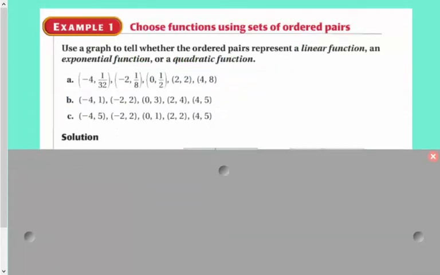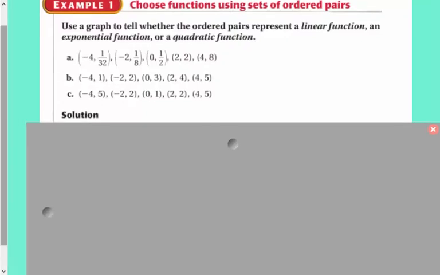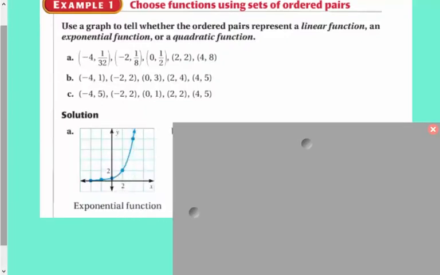Here it gives us three sets of data points, and it says tell whether it's linear, exponential, or quadratic. So what you can do is graph them, plot them on grid paper, and then look at the shape of the graph. And sometimes you can look at the numbers too, and I'll show you that. But this is the first method of determining it. I'm just going to show you what they would look like if you were to graph them.